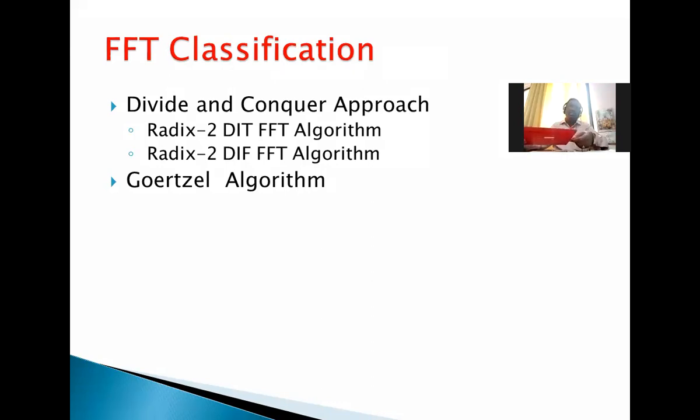The classification of FFT algorithm. That is FFT classification. In that, there are basically two types. One is the divide and conquer approach method. In that, there are two types. One is the Radix 2 DIT FFT algorithm. Radix 2 indicates we are dividing a sequence into smaller and smaller parts, up to 2 values. Here DIT stands for decimation in time FFT algorithm, and DIF stands for decimation in frequency FFT algorithm. And at the end, we are going to discuss the Goertzel algorithm.